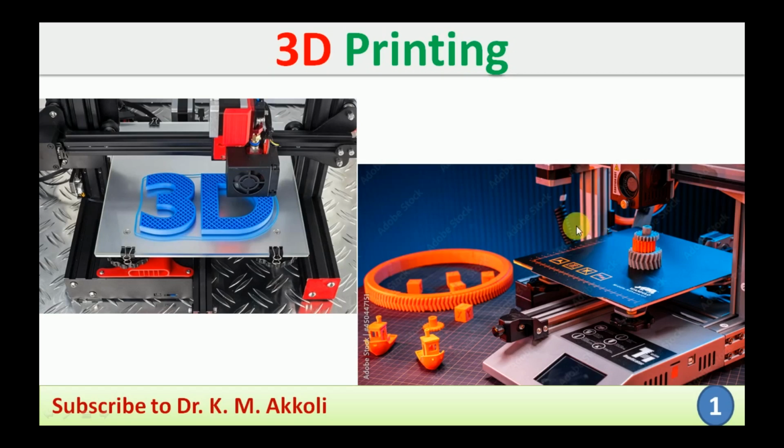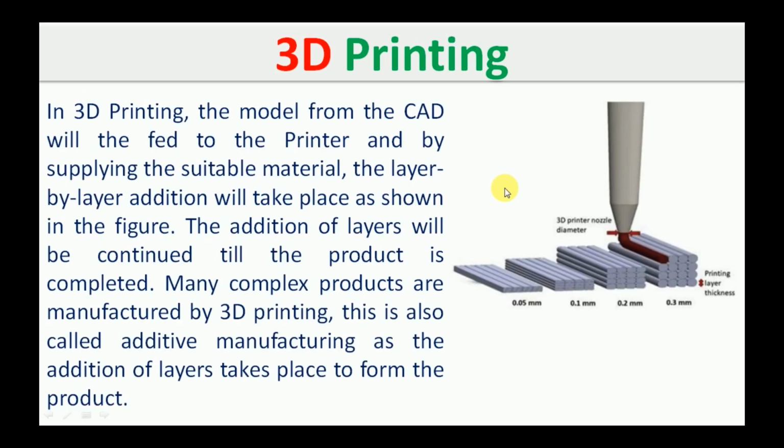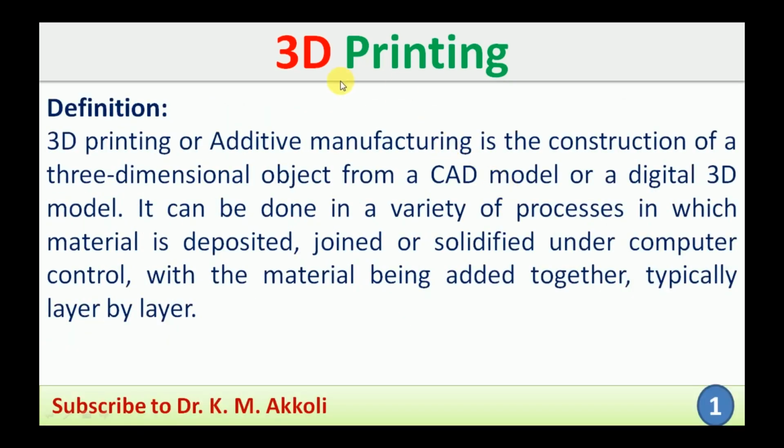Here is the definition of 3D printing, that you can see: 3D printing or additive manufacturing is the construction of a three-dimensional object from a CAD model or a digital 3D model. It can be done in a variety of processes in which material is deposited, joined or solidified under computer control, with the material being added together, typically layer by layer.